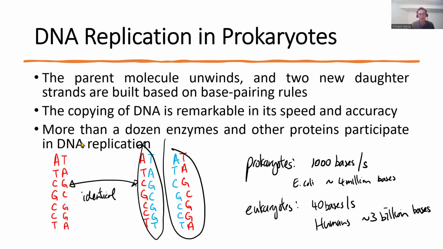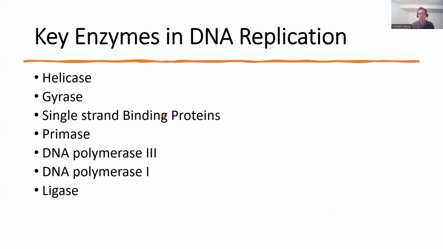Okay. So the process involves more than a dozen enzymes and other proteins to make it happen smoothly. Okay, so here is a list of enzymes. We have something called helicase, gyrase, all these things. Right? And then we're gonna have to draw this out next time, and I'll give you more information about what each one of them is responsible for. But yeah, sorry, go ahead.